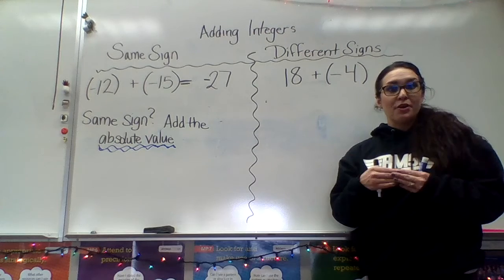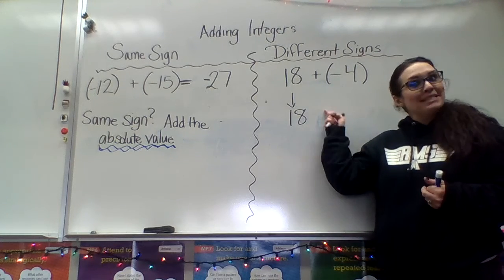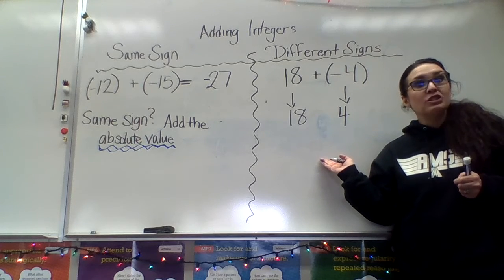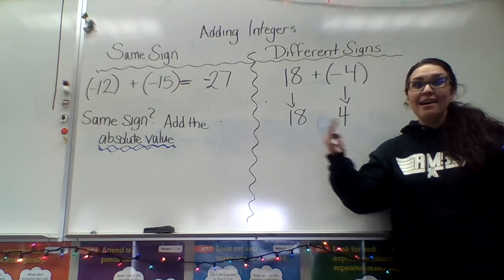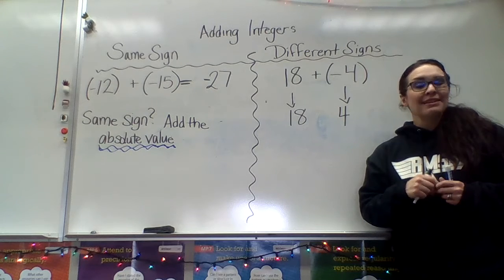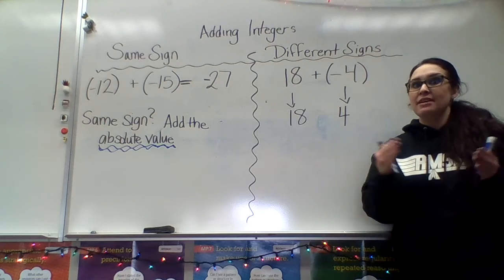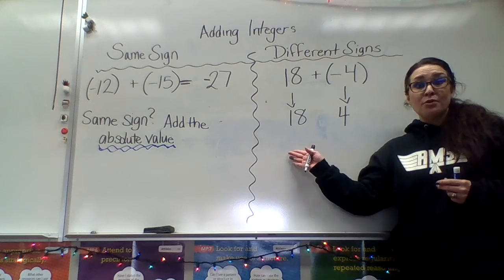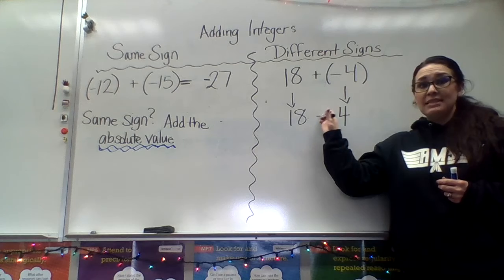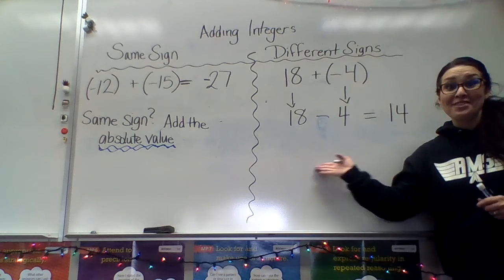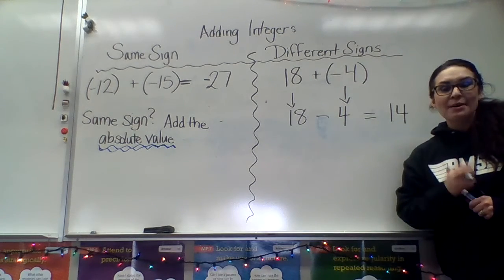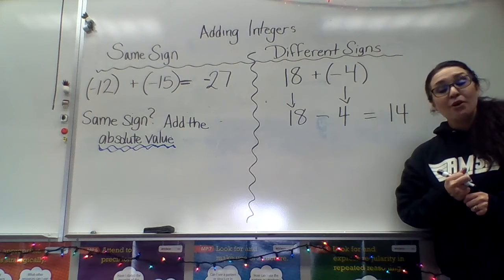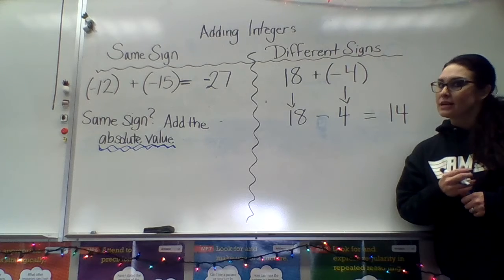So the absolute value of 18 is 18. What's the absolute value of negative 4? Just 4. Remember, the absolute value just talks about the distance away from 0 a certain digit is, not if it's on the right or the left side of 0, but just how far away from 0 it is. I'm just going to subtract these two. So what's 18 minus 4? We all know that 18 minus 4 is 14, but I wonder which sign do you think this number would have? Would it be a positive 14 or a negative 14?